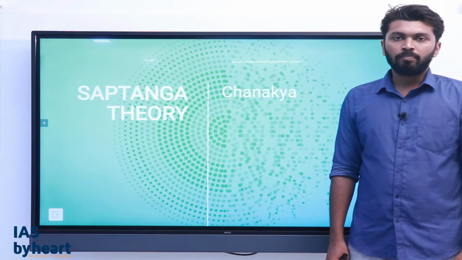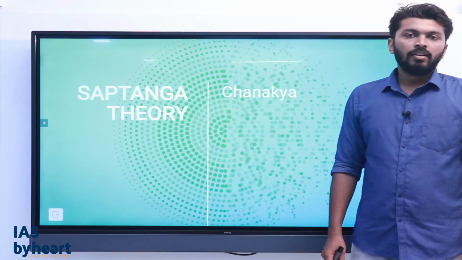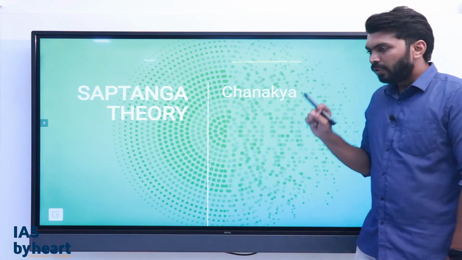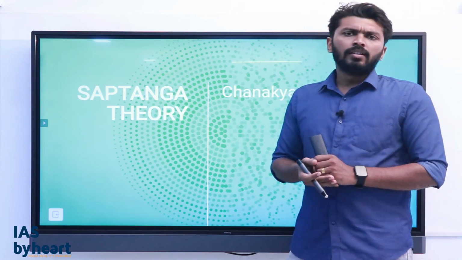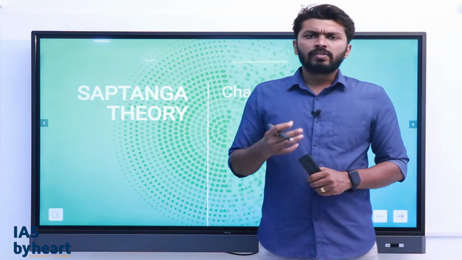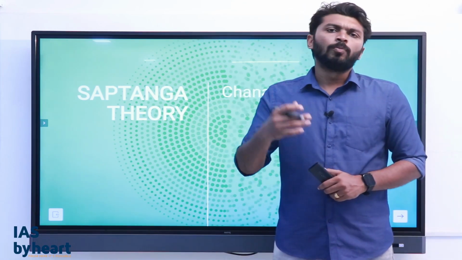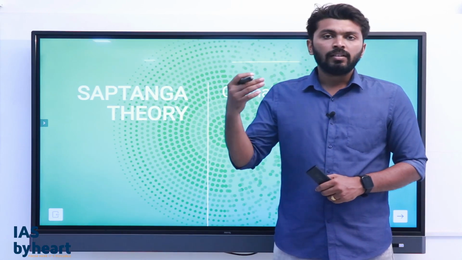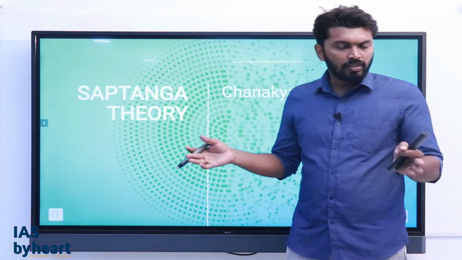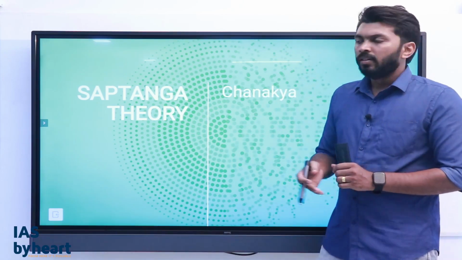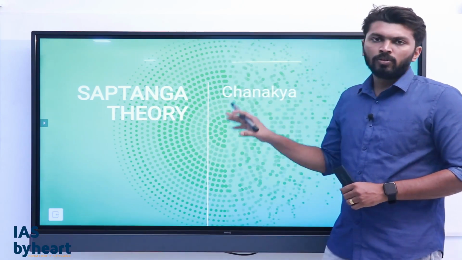In today's PSIR optional class, we are about to study Saptanga theory by Chanakya. In our last PSIR optional video, we studied about Thomas Hobbes and the social contract theory of state. It is not a continuation of that video. This video is about Saptanga theory.